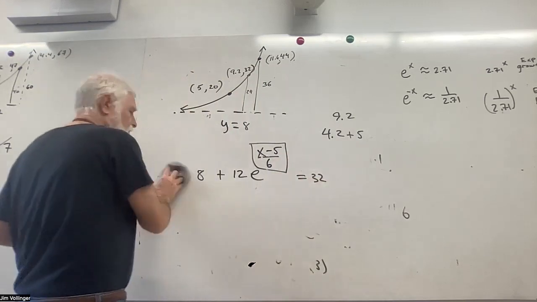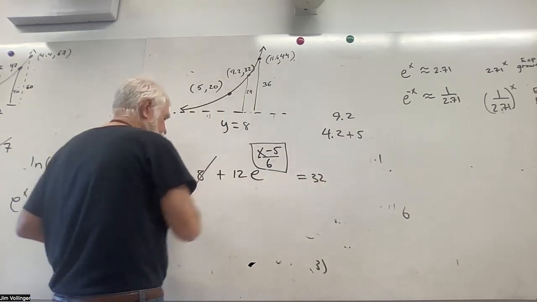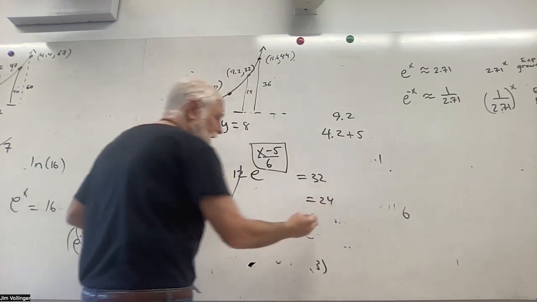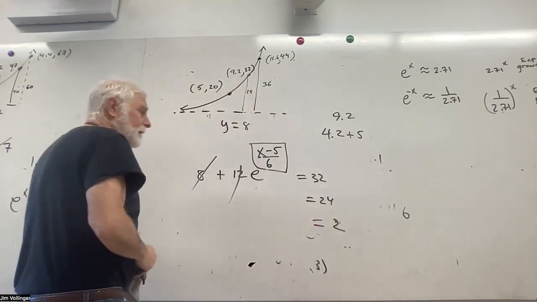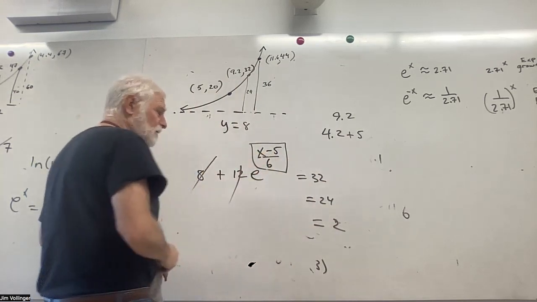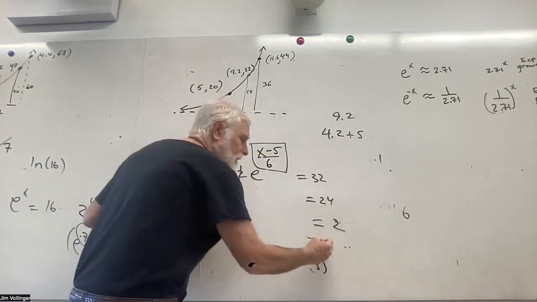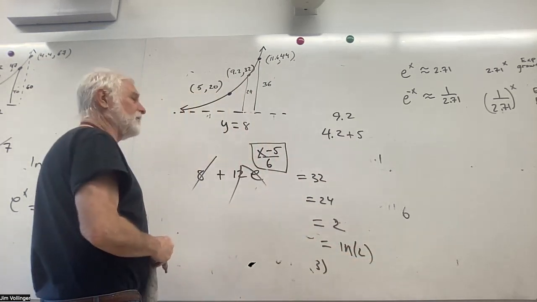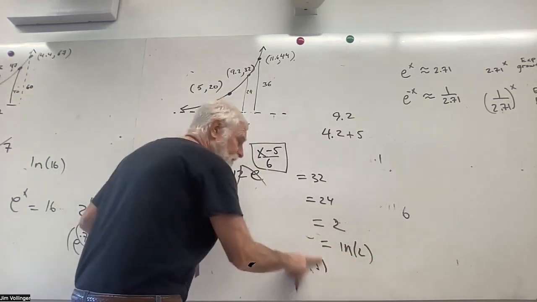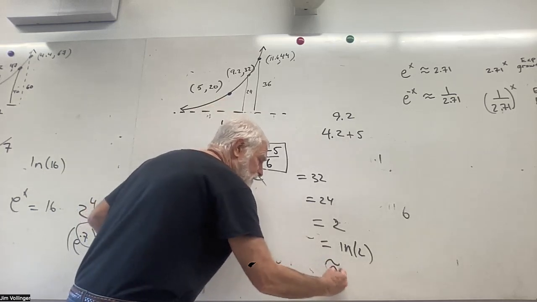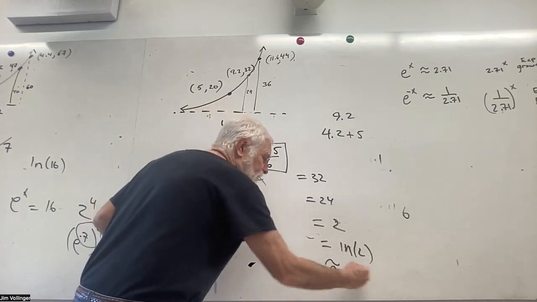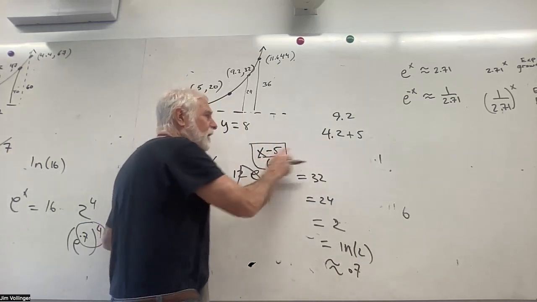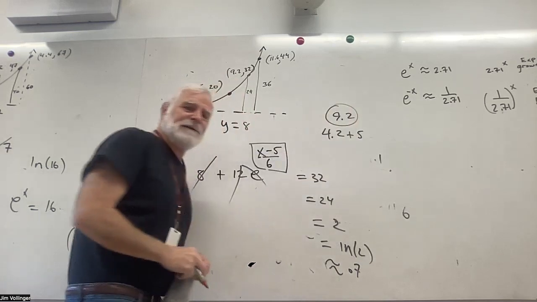Well, first thing I got to do is subtract 8. Oh, that's 24. Then I got to divide by 12. Well, that's good. There's a doubling. And therefore, I've got to do e to the, what's the inverse of e to the ln of, so I'm just gonna do that, put that in your head. That's 0.7 roughly, so we gotta change to an approximation.